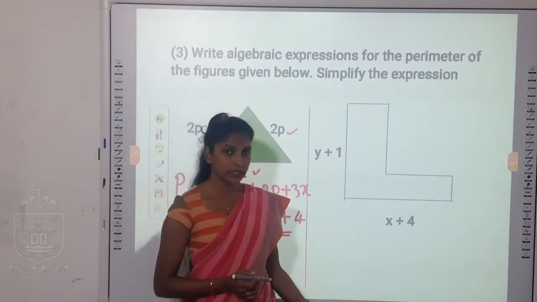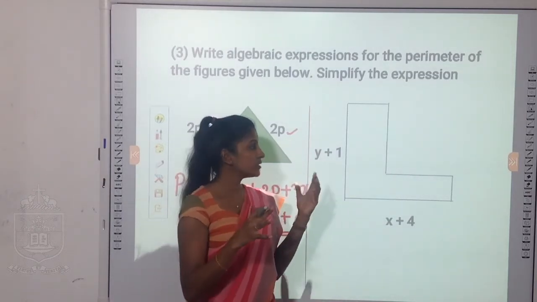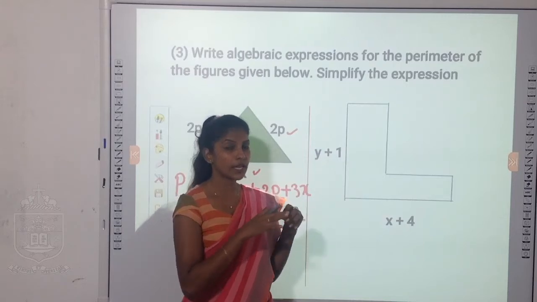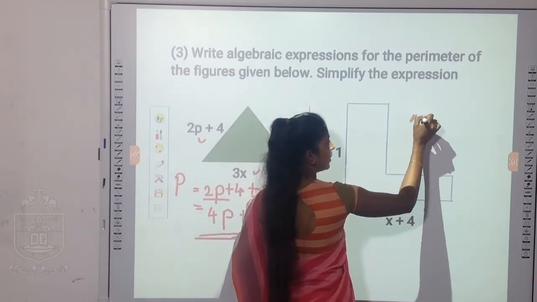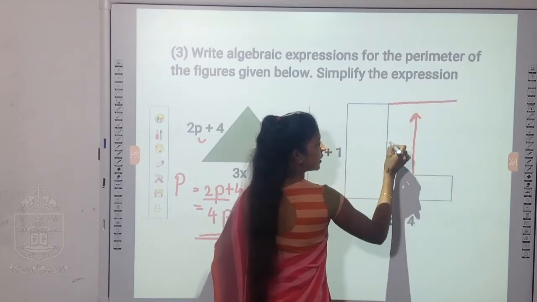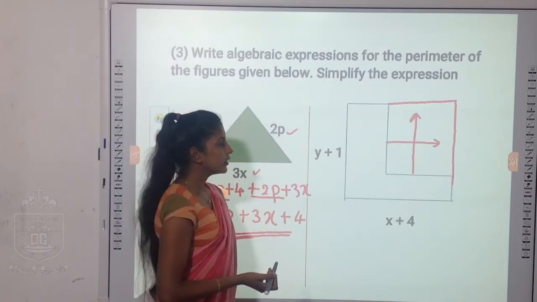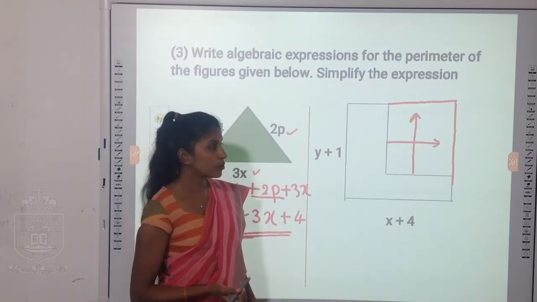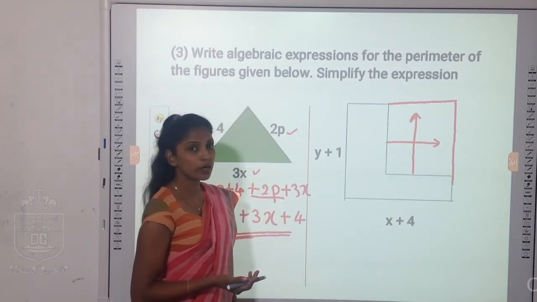And there's another figure. Now you know that these types of figures can be arranged as a rectangle like this. You can extend it. I can extend this side like this, and I can extend this side like this. So it forms a rectangular shape. So now it's easy for us to find the perimeter. So perimeter means the addition of all four sides.